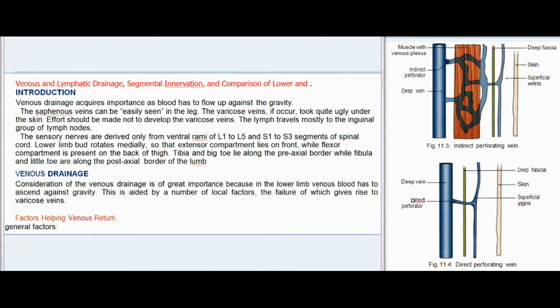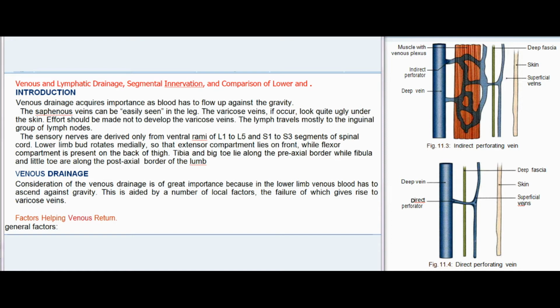Venous and Lymphatic Drainage, Segmental Innervation, and Comparison of Lower End. Introduction. Venous drainage acquires importance as blood has to flow up against the gravity. The saphenous veins can be easily seen in the leg. The varicose veins, if occur, look quite ugly under the skin. Effort should be made not to develop the varicose veins. The lymph travels mostly to the inguinal group of lymph nodes.